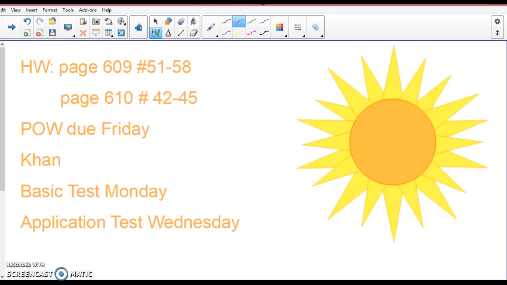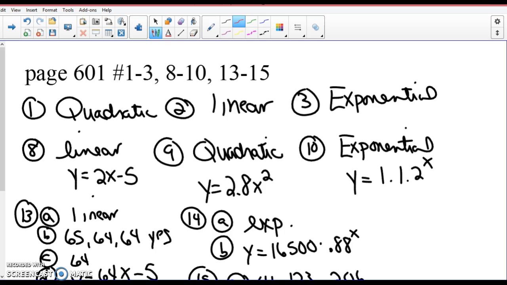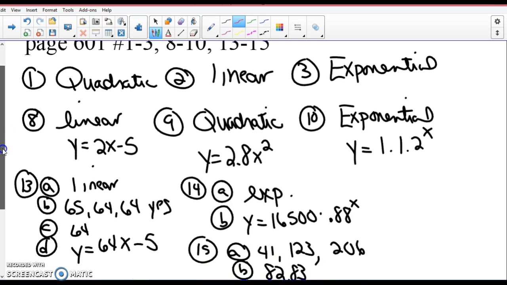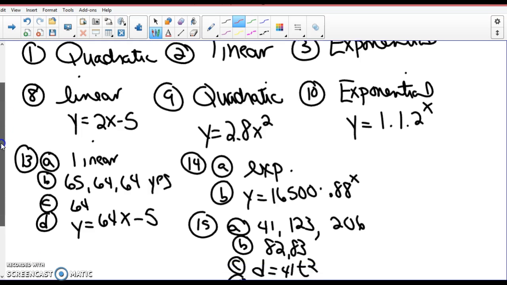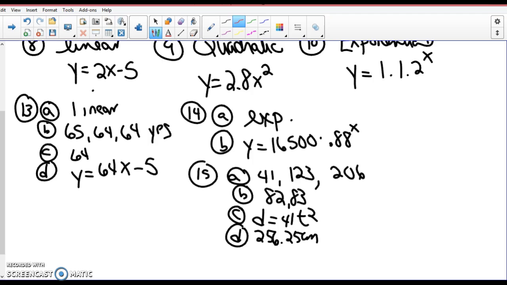All right. This is the homework tonight, and here are the answers to last night's homework. Let me scroll up. Go ahead and pause this and check. I'll scroll up a little bit more so you can see the bottom.